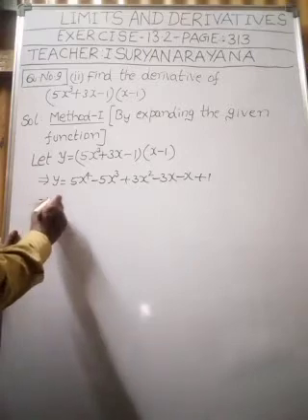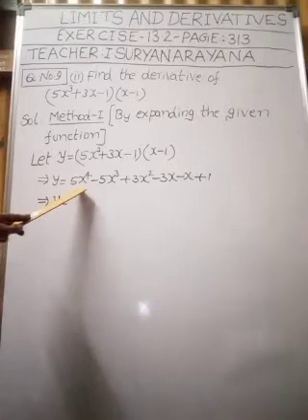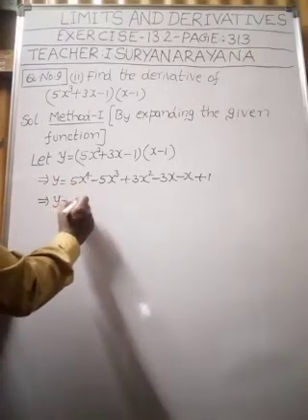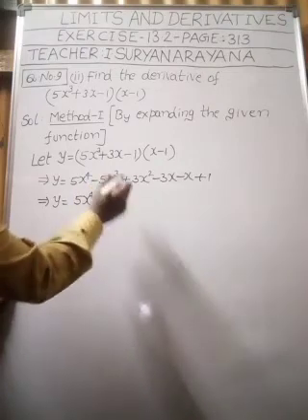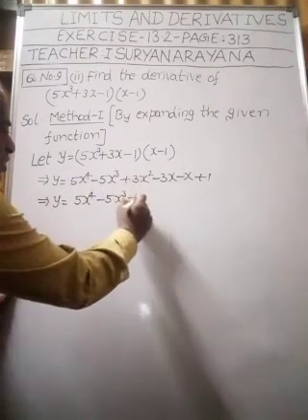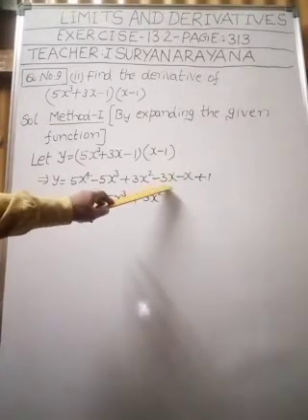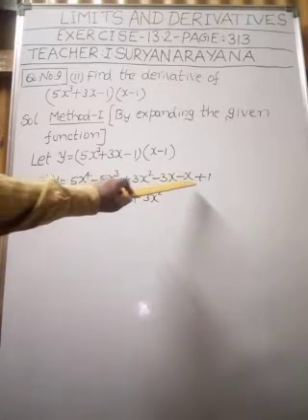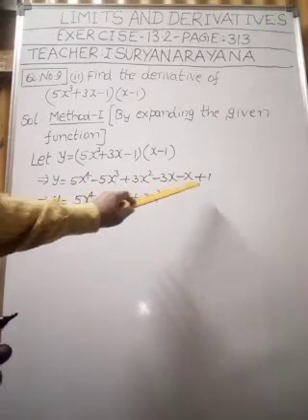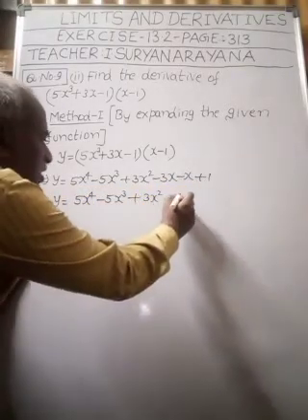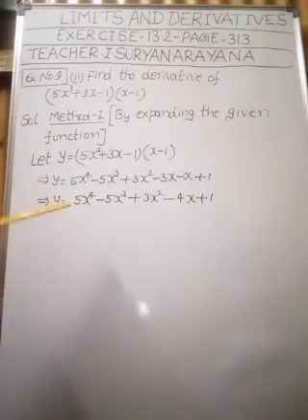Right. This implies y is equal to, let us simplify like terms. Here x power 4 is only one term. We write that first term as it is, 5x power 4. X cube also only one term, minus 5x cube. X square term is also only one term, plus 3x square. But here there are two x terms. Minus 3x is also an x term. Minus x is also an x term. So let us add these two terms. Minus 4x. Isn't it, my children? Yes. Plus 1. Understood this step, my children?